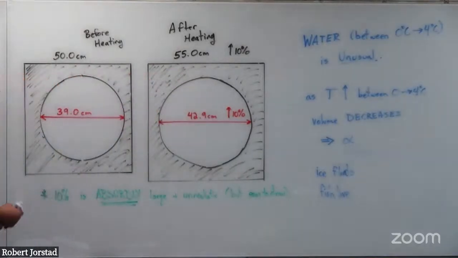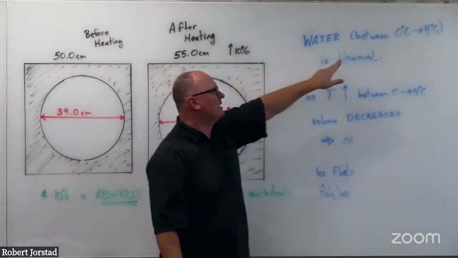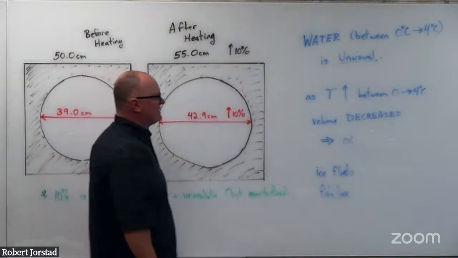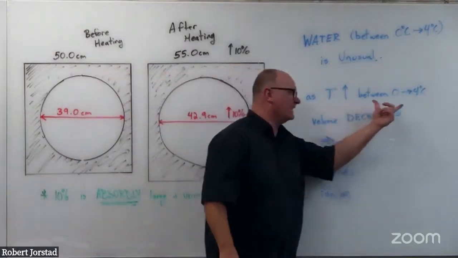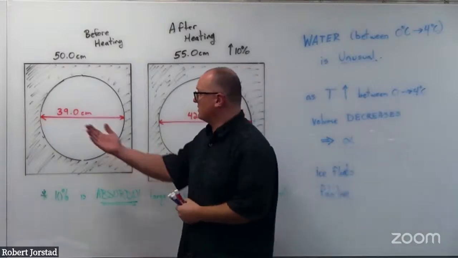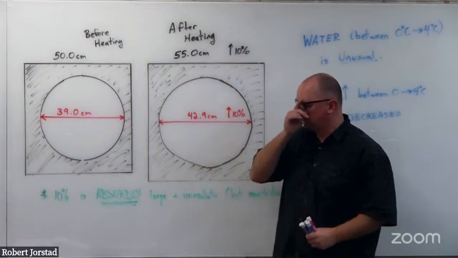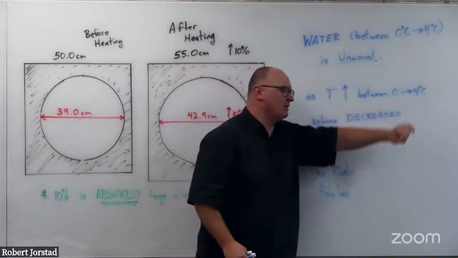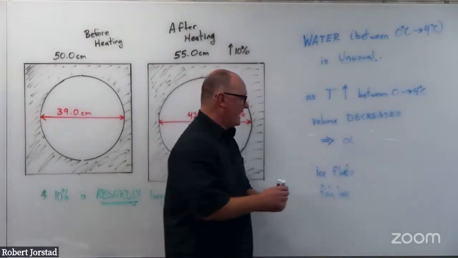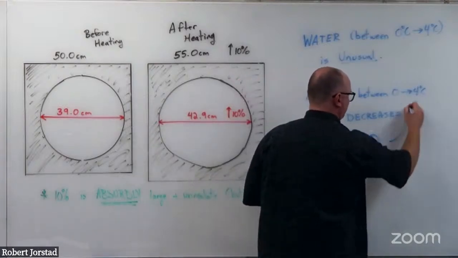All right, there's one very important unusual substance. Water is unusual in this temperature range, 0 to 4C, approximately. So it turns out, as the temperature goes up, in this temperature range only, the volume of water will decrease. So normally when you heat things up, everything grows. The size of the length, the width, the diameter of the hole, everything grows. But with water, between 0 and 4 degrees Celsius, if you heat up water, the volume decreases. That implies alpha is negative for that temperature range only.